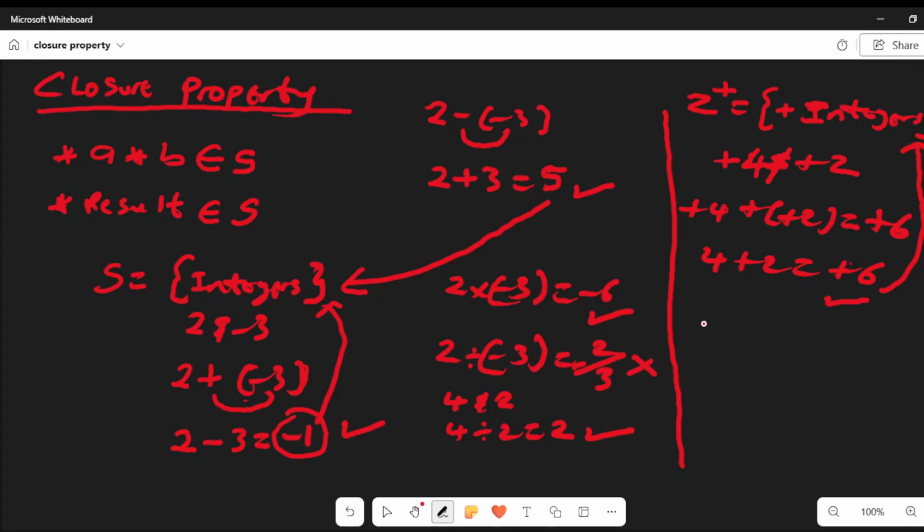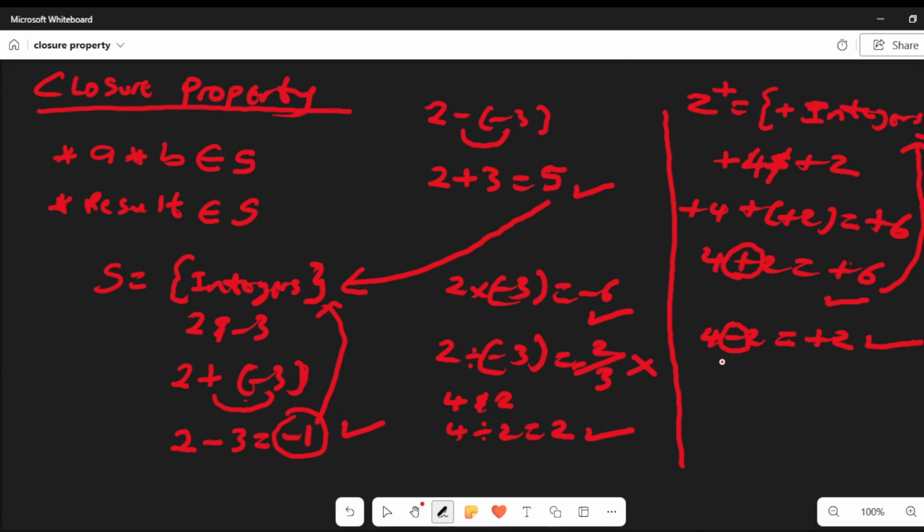What about subtraction? 4 minus 2 is plus 2. Yes, this plus 2 is also a positive integer. That means it's a member of set Z plus. So therefore, set Z plus is closed under the operation 4 minus 2. It is closed under subtraction here. Likewise, it is closed under addition here.